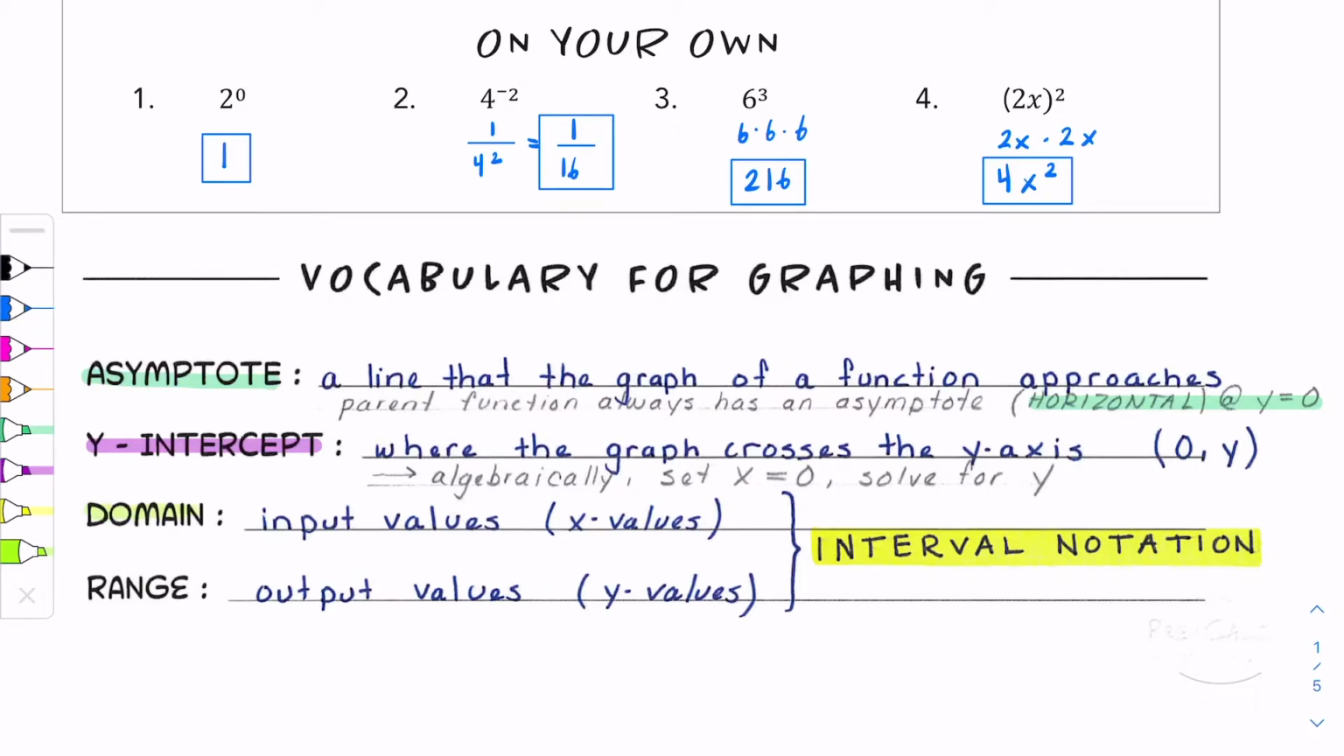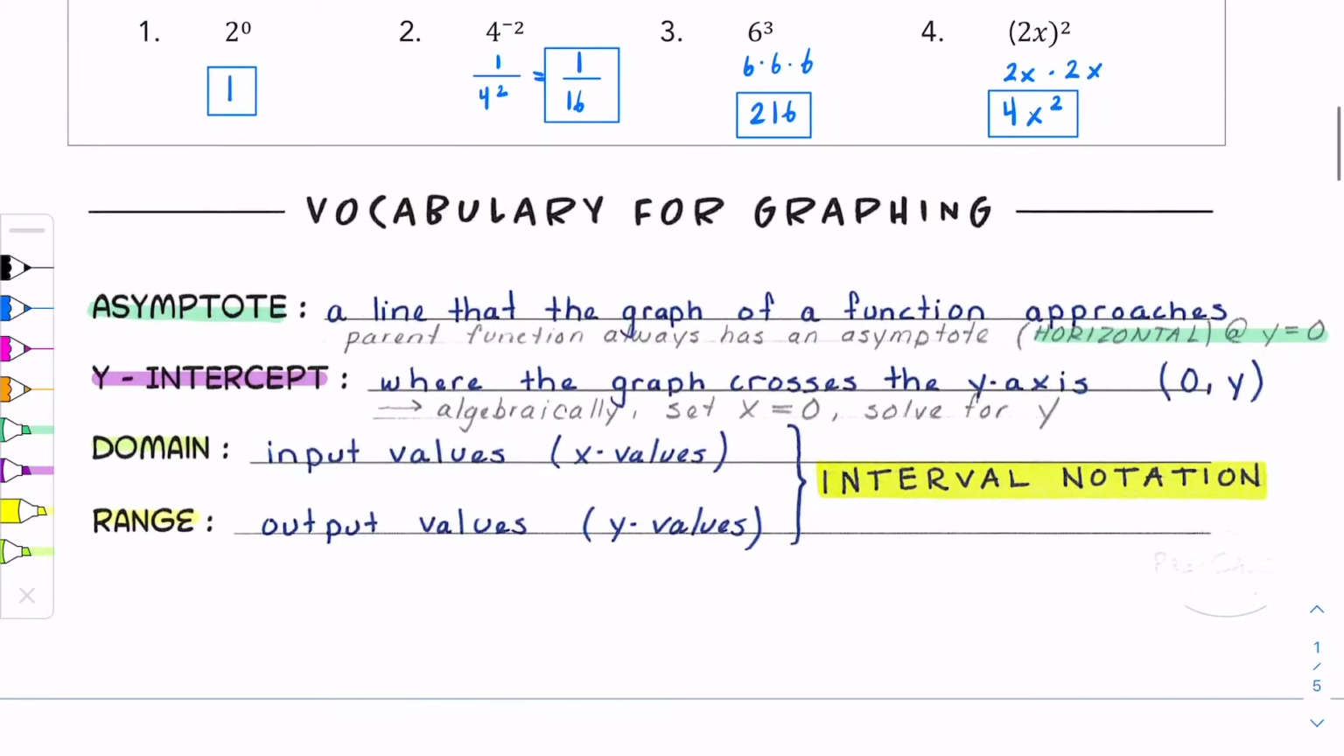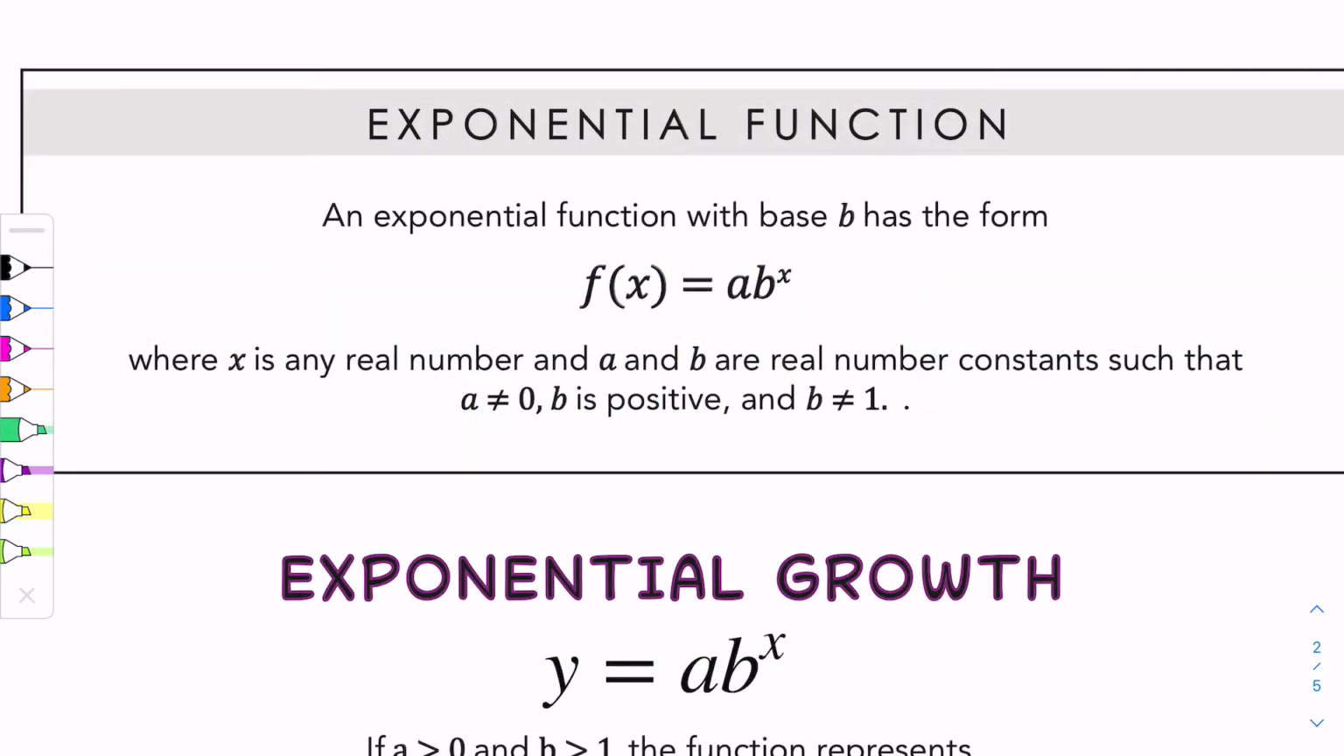Next, we're looking at the domain. Domain is input values, or x values, and the range is output values, or y values. Either way, if you're working with the domain and range, that means you are writing them in interval notation. Exponential functions have the general form of a times b to the power of x. As we know from the previous lesson, sometimes it's not as simple as this, but you can always simplify your equation to something of this form, which means you can identify what your value of b is. Just recall that your b value is your growth or decay factor.